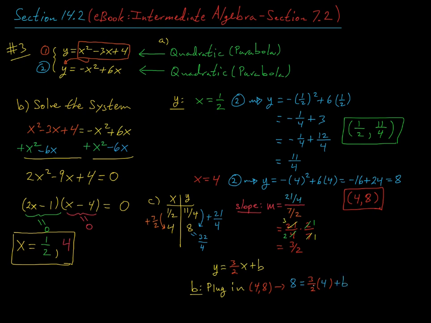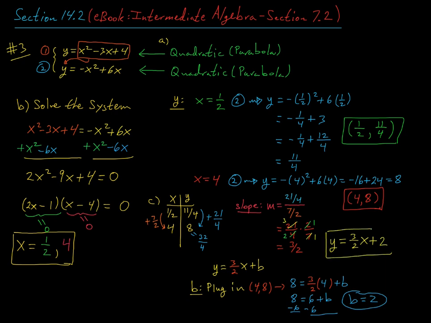So that's going to give us what? Well, 3/2 times 4. If I divide 4 by 2, I get 2, and 2 times 3 is 6. So I get that 8 is equal to 6 plus b. And now if I just subtract 6 from both sides, I can see that b is equal to 2. All right, so now putting that all together, our equation for part C is y is equal to m, which we found here is 3/2, x plus b, which we just computed to be 2.